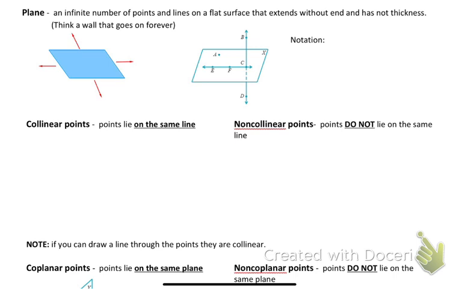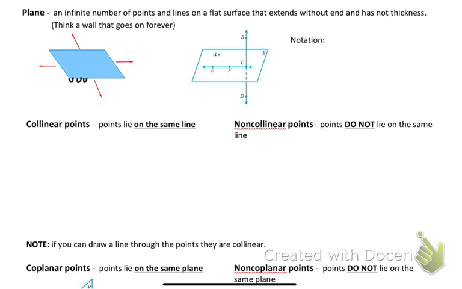Now, a plane is an infinite number of points and lines on a flat surface that extends without end and has no thickness. So here's my advice to you. When you picture planes, you can think of a wall or a floor or a ceiling. If we picture this blue thing as a floor, let's look at your floor right now. Now, it looks like it's a rectangular shape. However, you need to realize that this thing actually goes on forever. That's what these arrows stand for.